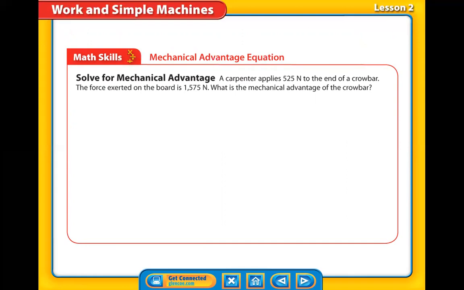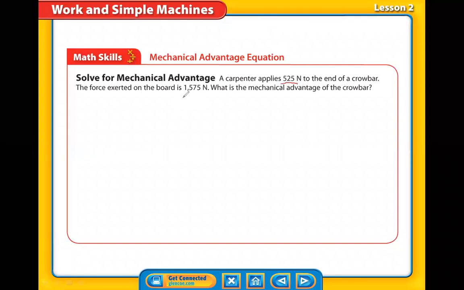We said that it equals output force over input force. We have here a carpenter who applies 525 Newton to the end of a crowbar. The force exerted on the board is 1,575 Newton. First, we have to define which is the input force and which is the output force. The one that he applies is the input force, and the one that the machine applies on the board is the output force.